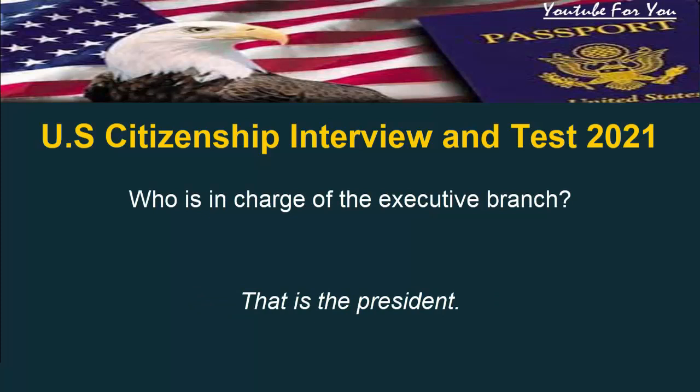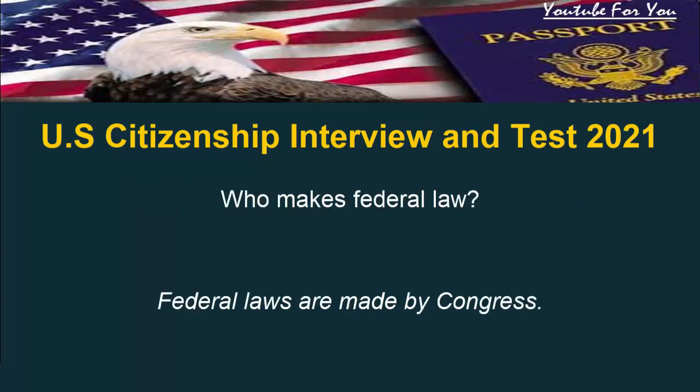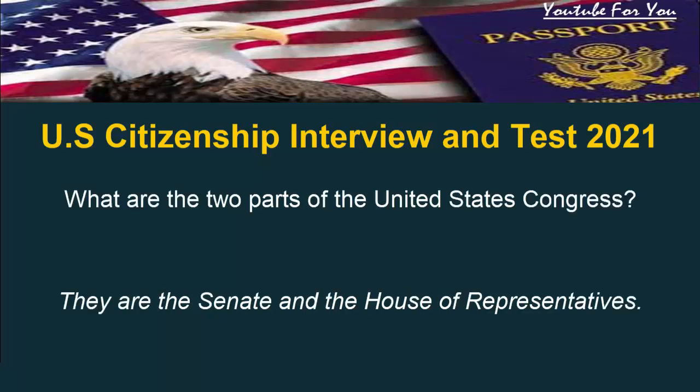Who is in charge of the executive branch? That is the president. Who makes federal law? Federal laws are made by Congress. What are the two parts of the United States Congress? They are the Senate and the House of Representatives.